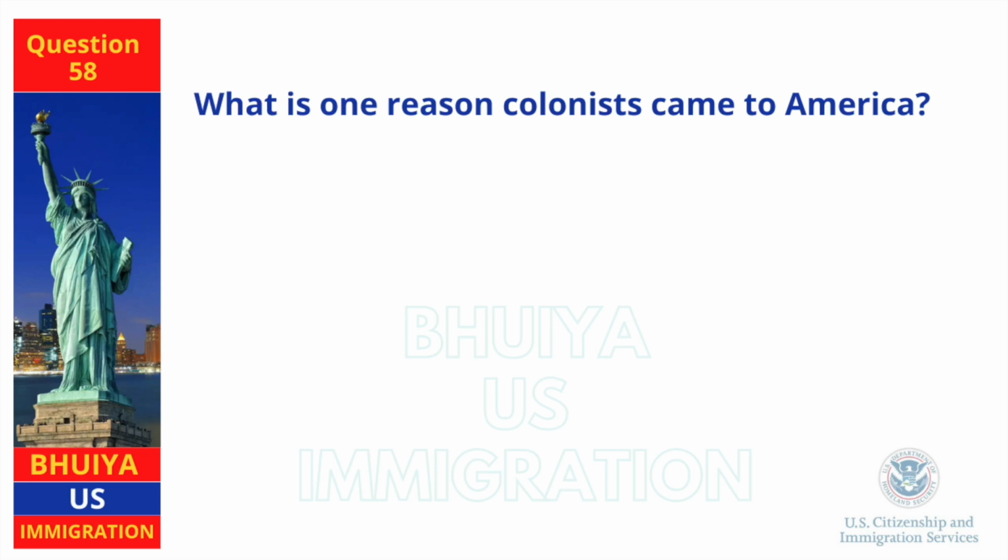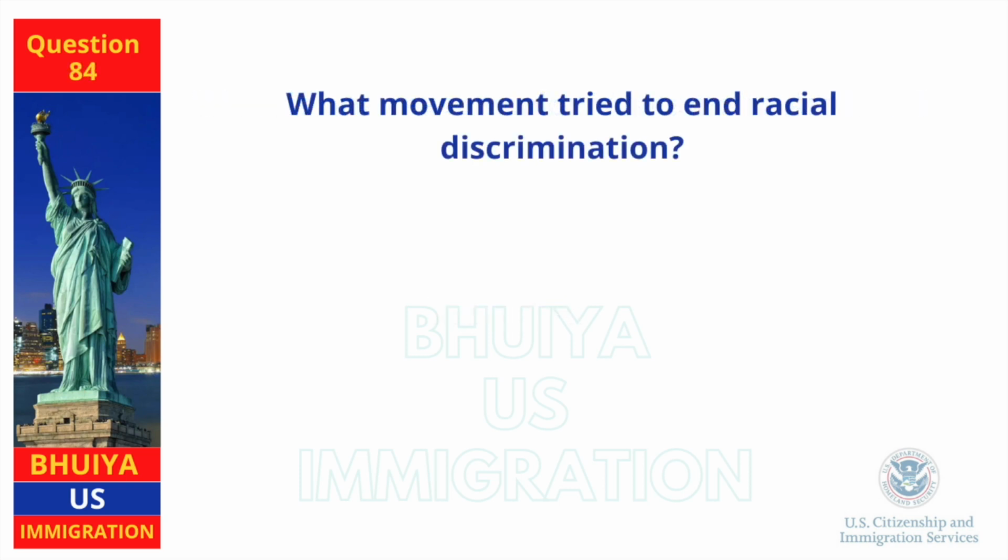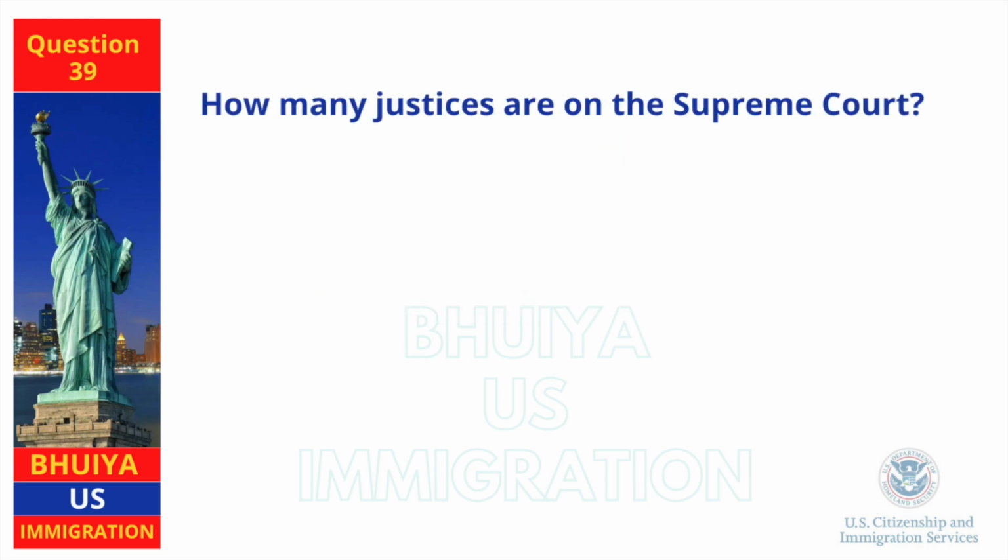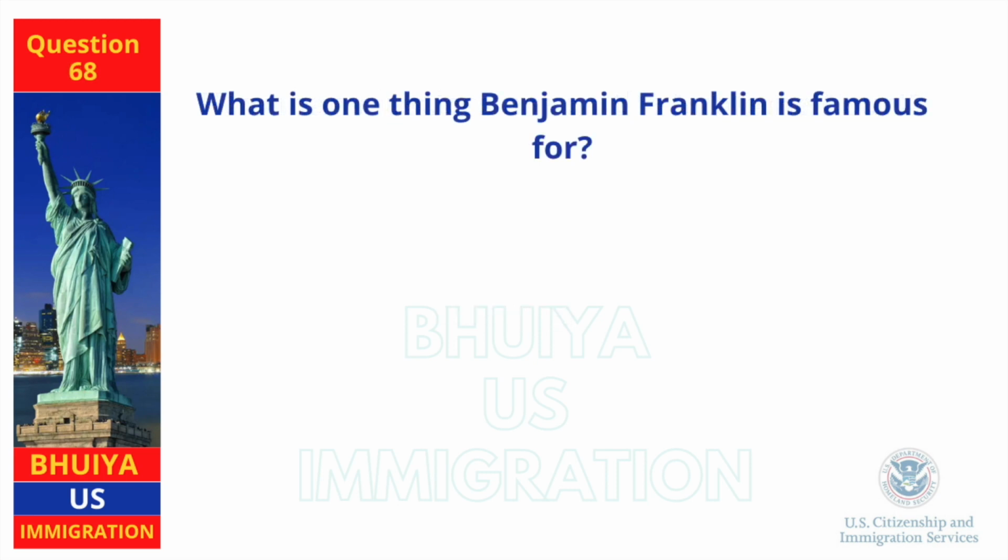What is one reason colonists came to America? Freedom. What movement tried to end racial discrimination? Civil rights movement. How many justices are on the Supreme Court? 9. What is one thing Benjamin Franklin is famous for? US diplomat.